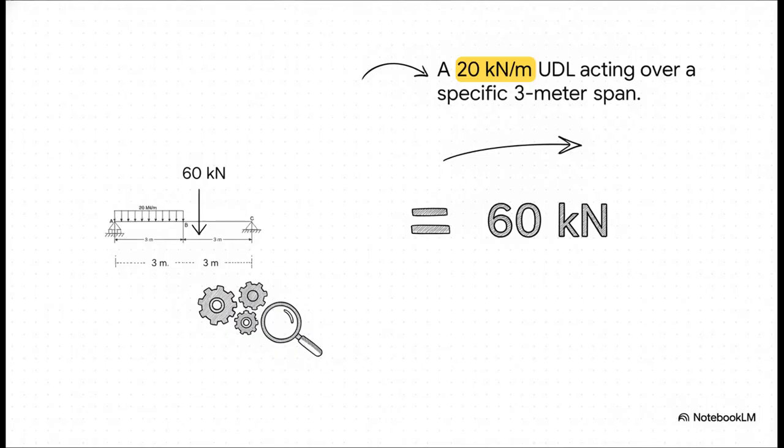So, how do we actually handle this when the clock is ticking? It's really straightforward. Let's say you need to resolve a UDL of 20 kilonewtons per meter acting over a 3-meter span. All you do is multiply the magnitude by the span distance. So 20 kilonewtons per meter times 3 meters gives us a total magnitude of 60 kilonewtons. Boom. Then we just drop that new 60 kilonewton point load dead center into that 3-meter span.